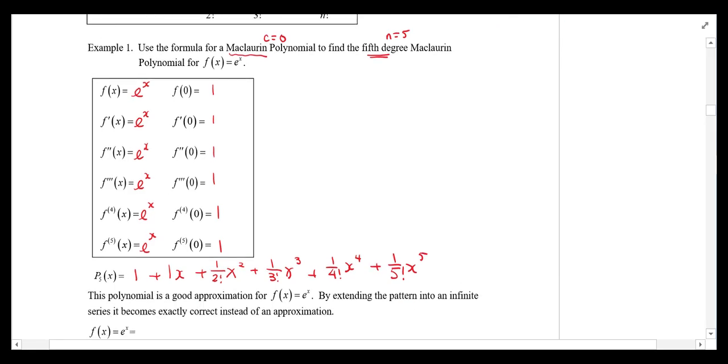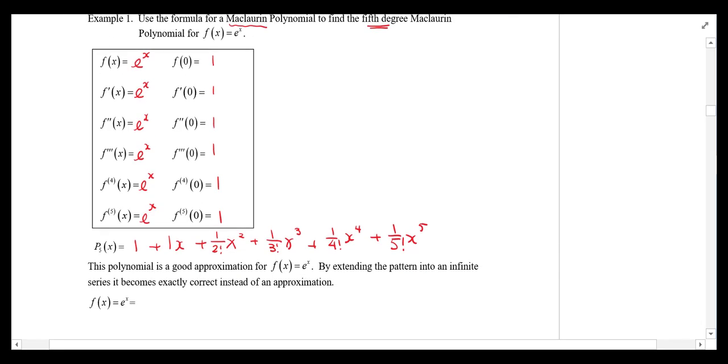Now, this is a pretty good approximation for e to the x, but of course, if I were to extend it further, I get a better and better approximation. Now, if I were to extend this infinitely, as an infinite series, then it becomes the exact correct value instead of the approximation. So remember, a transcendental function is one that I cannot make a finite polynomial for, but look, I'm saying now it actually can be infinite. So here we go. What would the infinite one be?